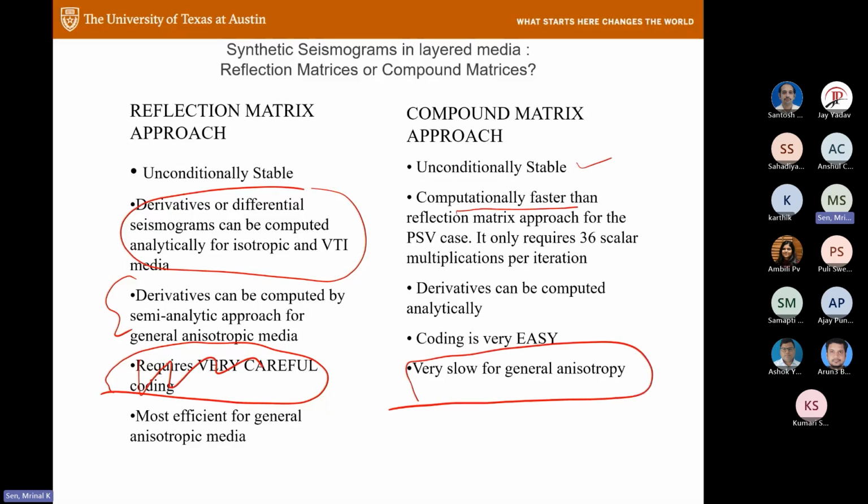Okay. And the other thing is that in Kenneth's approach, you can pick and choose what order of multiples you want to keep, and whether you want to include shear waves, whether you want to include surface waves. But that stuff you cannot do with the compound matrix approach.